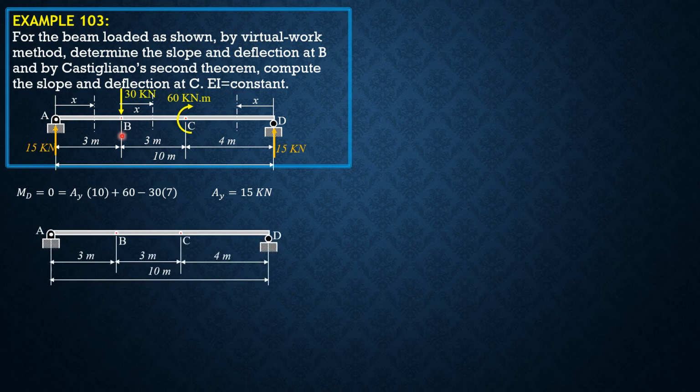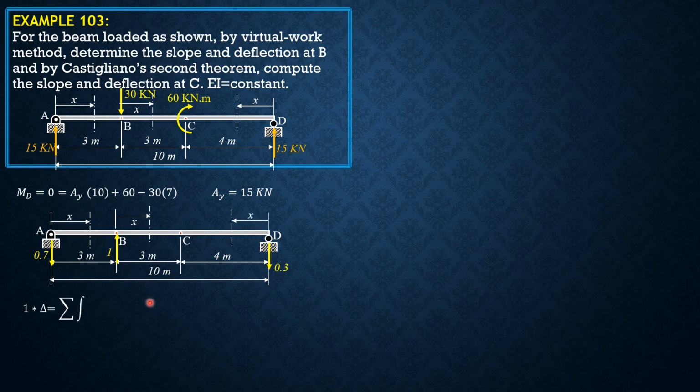For the unit load, let's apply an upward unit virtual load at B, because let's assume that the deflection and the slope are always positive. So if that is 1, reaction at A downward times 10 equals 1 times 7. Therefore, 1 times 7 over 10, 0.7. So this is 0.7 downward. Summation of forces in Y, so this should be 0.3 downward. Same sectioning as above.